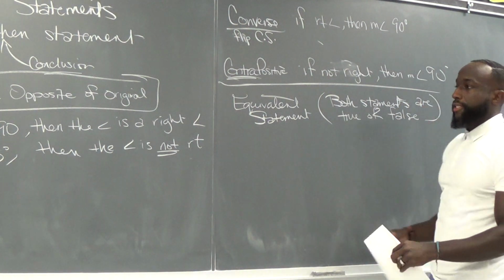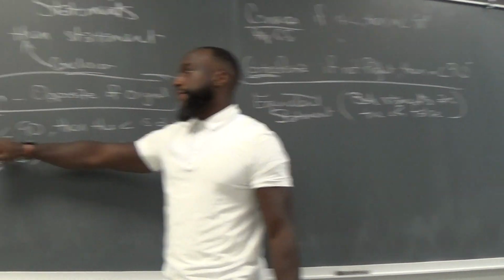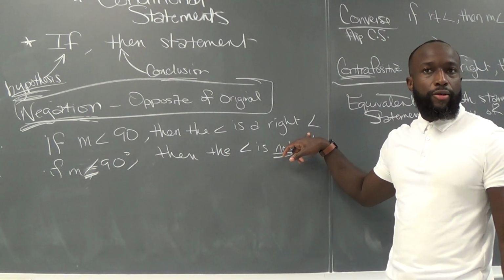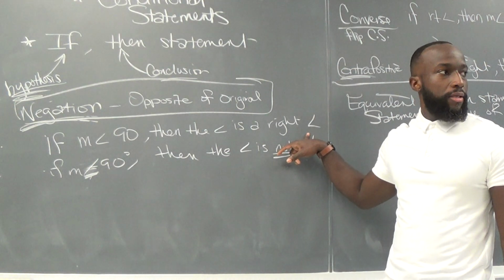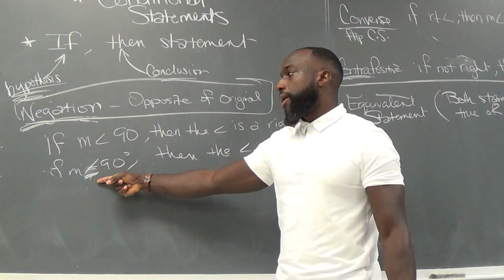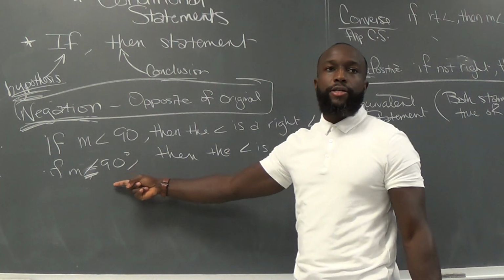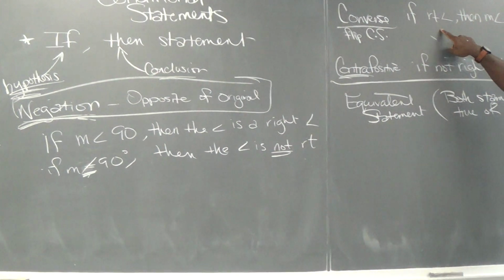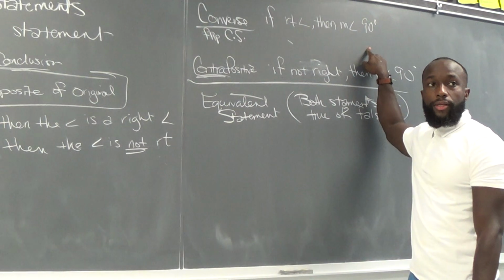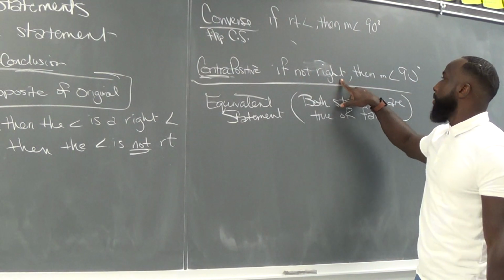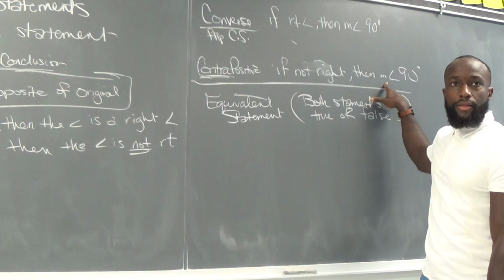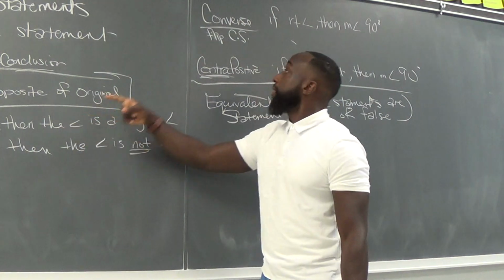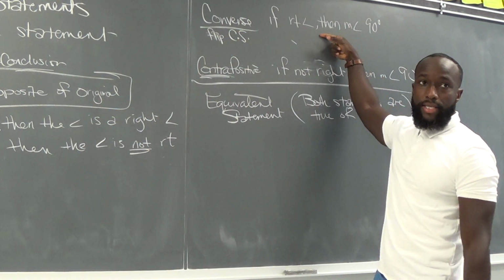So for instance, let's look at this statement here. If the measure of an angle is 90 degrees, then it's a right angle. Is that true? Yes. Because if it's 90 degrees it's a right angle. What about this part? If the measure of the angle is not 90 degrees, then it's not a right angle. True. What about this? If it's a right angle, then it's 90 degrees. True. And if it's not a right angle, then it's not 90 degrees. It's true. So this statement is the same as that. It's equivalent to that statement.